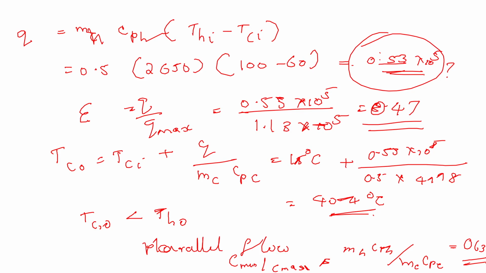Now you have to check whether parallel flow is possible or not. For finding the TCO value, we calculated TCO will be TCI plus Q divided by MCCPC. Substitute the given values, and from that you will get TCO less than THO, which means parallel flow is allowed. Then you have to do C minimum divided by C maximum. We will get the value 0.63. That is the effectiveness value in the case of parallel flow.